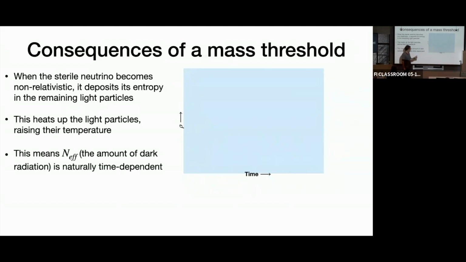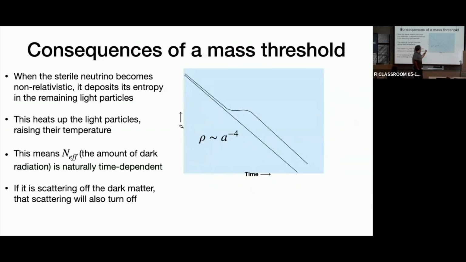Okay, so one of the consequences of a mass threshold is you have the energy density of the dark sector coming down, it then kind of comes up a bit and then continues to dilute. And that means that N effective is not just some number, it's actually a time-dependent number. It's a temperature-dependent number. So it's not just one thing you can put into the code and forget about it. It actually changes as a function of time.